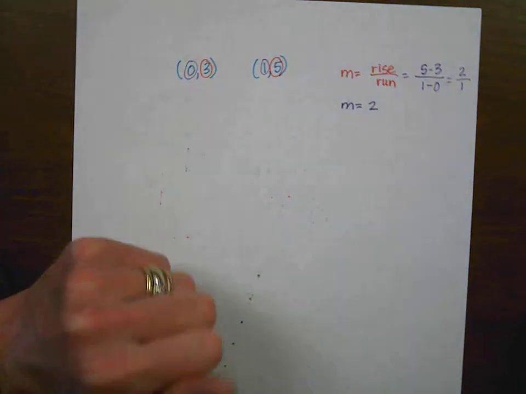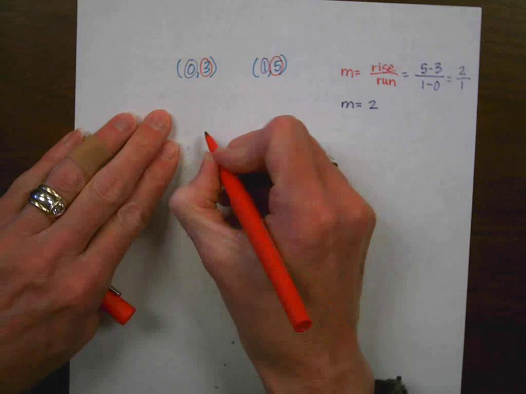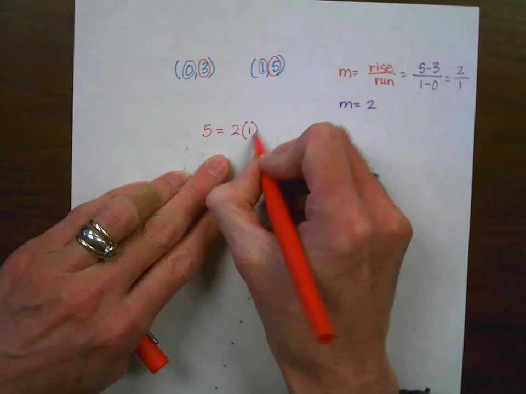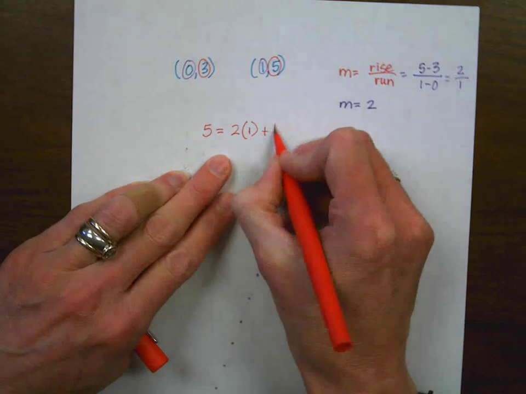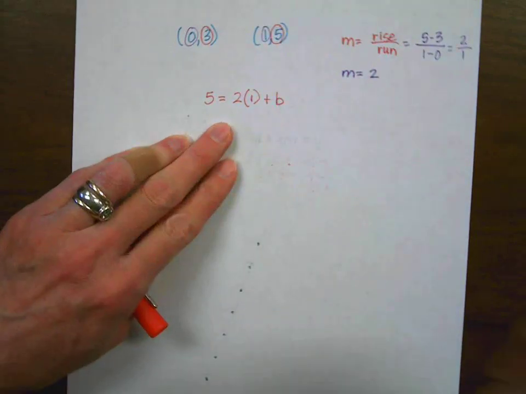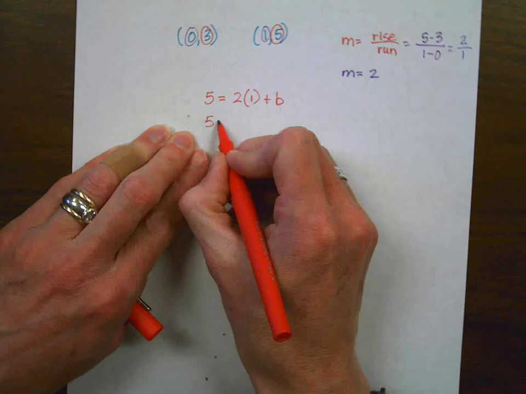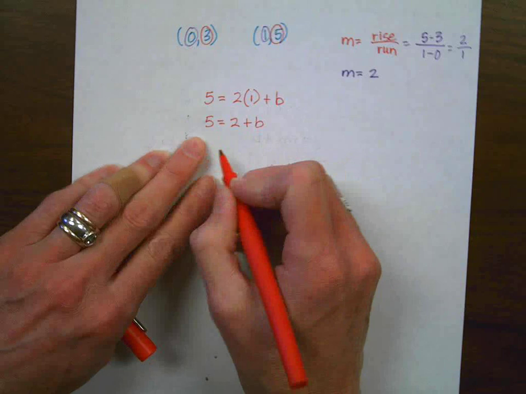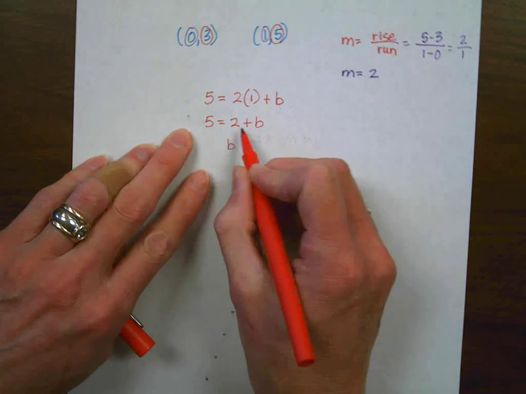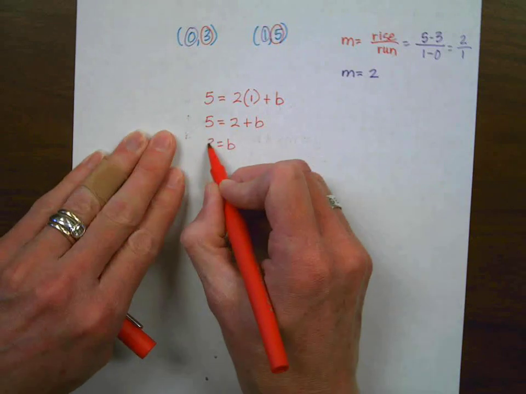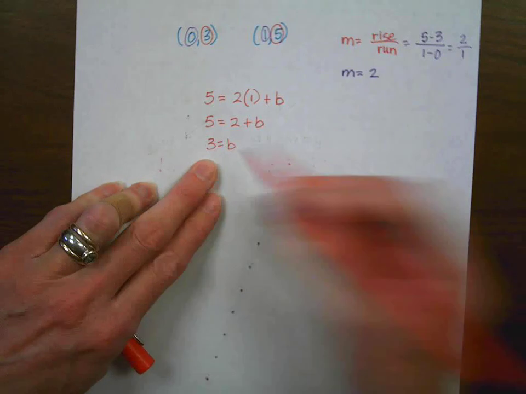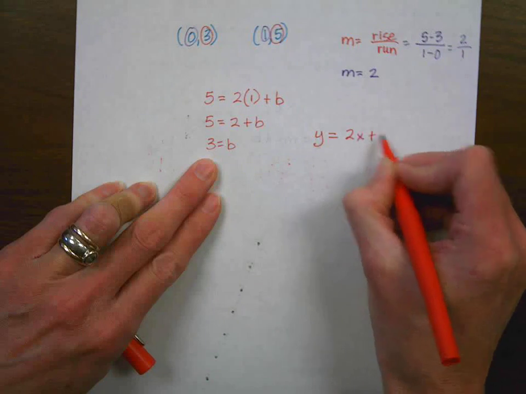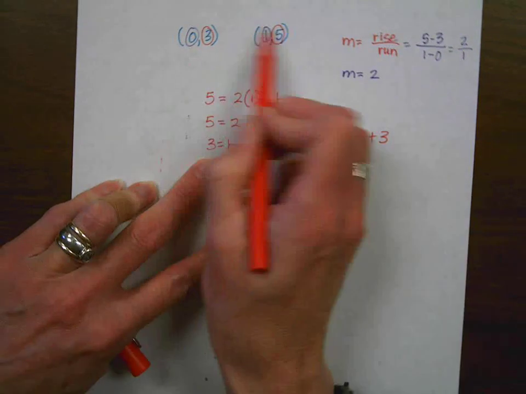And then you have your 2 points. And so you can do the exact same thing we did on the other side, where you're going to take 5 equals 2 times 1 plus b. So we have to figure out where it would cross. And so you're taking 5 equals 2 plus b. You're going to solve for b. Well, you ask yourself right there, what number plus 2 equals 5? And we would get 3. So now we found the b. So now we can write our equation y equals 2x plus 3.